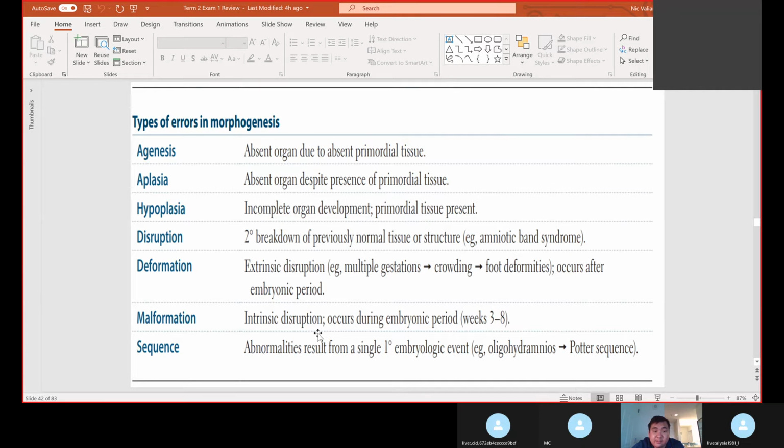Malformation, you have an intrinsic disruption. A sequence is an abnormality resulting from a single embryologic event. For example, you have oligohydramnios, then the baby develops Potter sequence.